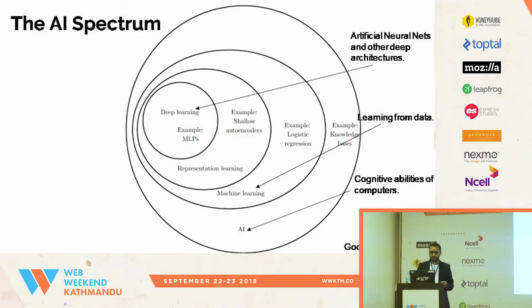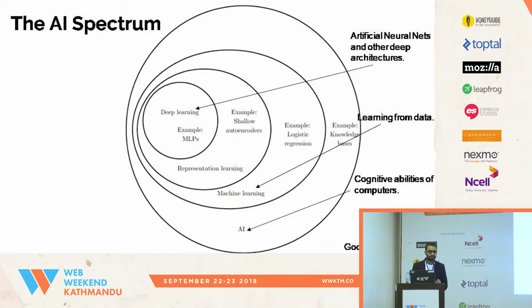So let's begin with the spectrum of AI. We have been hearing this buzzword a lot: AI, machine learning, deep learning. So where do they stand in terms of the spectrum? Let's analyze that. AI is all about the cognitive abilities of computers. It's like when the computer starts thinking, we call it AI, but actually there are a lot of things that are happening on the back end. Machine learning is a branch of AI that deals with the concept of learning from data. So this is all about ML.